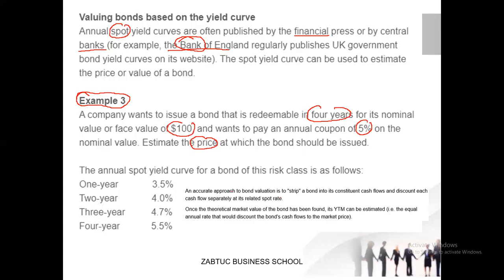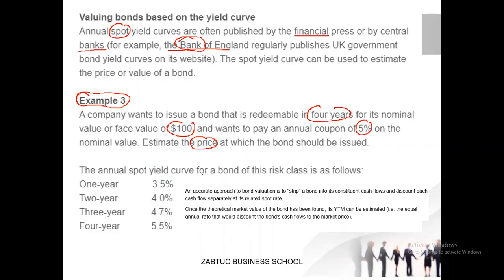An accurate approach to bond value is to strip a bond into constituent cash flows and discount each cash flow separately at its related spot rate. So we're going to break down the bond. What does that mean? Don't panic. We'll demonstrate to you what it means to break down the bond, and you'll notice that it's so straightforward.